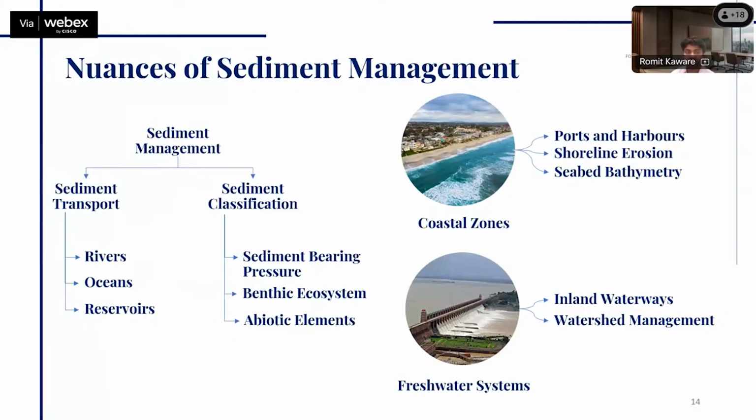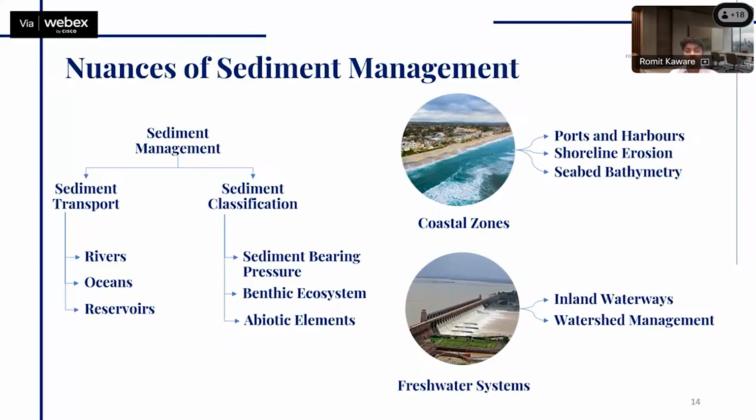What we have done is we have divided sediment management into two different dimensions. The first dimension talks about sediment transport, where we look into the transport of the sediment across various domains of, say, rivers, oceans, and reservoirs. And then the other is sediment classification, where we look into how that classification has applications. I'll explain a bit more later on. And then these are mostly considered within the coastal zones and the freshwater systems.